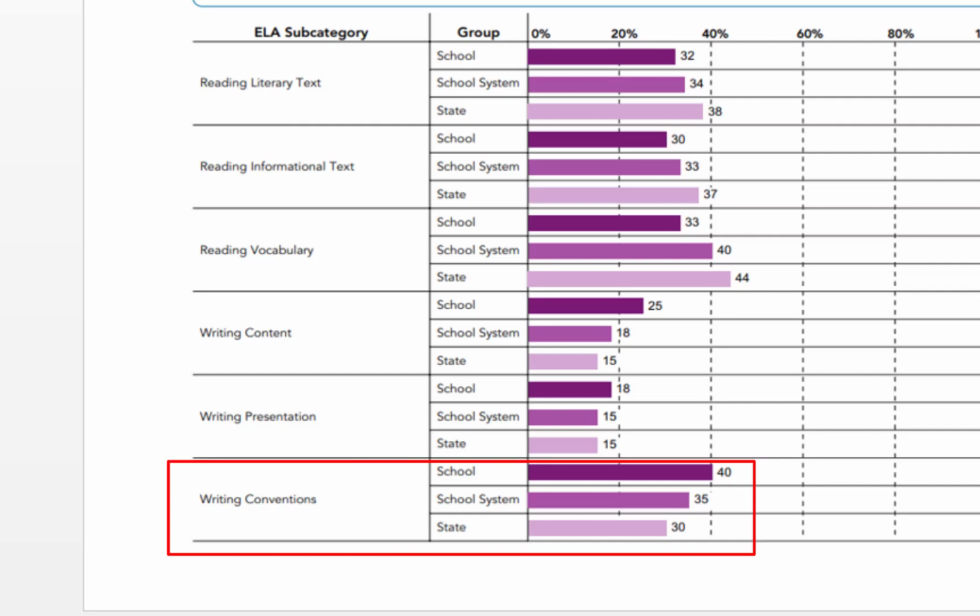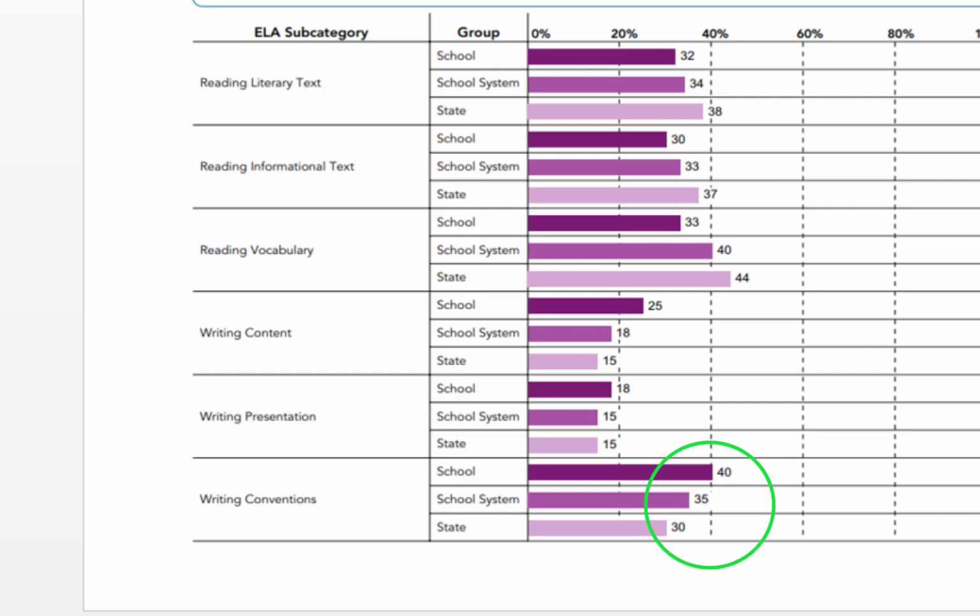If you look at writing conventions, now remember, writing conventions is the one that teacher scores. So the writing content, the writing presentation, the writing conventions. Notice in this particular case, again, it's very important that teachers use rubrics when scoring the writing responses. But the school did better in writing conventions. Now remember, the writing conventions is only 2 points if you go back to that previous report. The writing conventions, on average, the student got 40% correct, the school system 35, and the state 30.